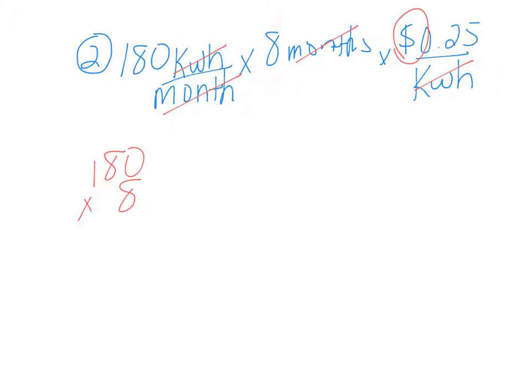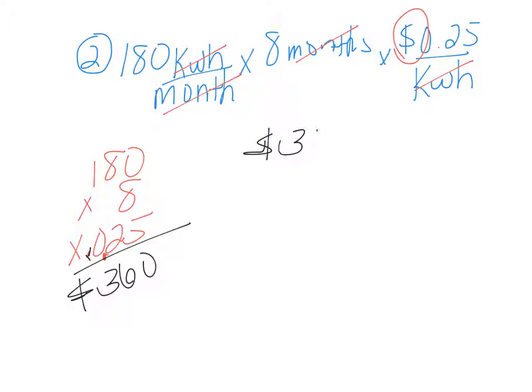So when you do all of this math by hand, 180, and you could do this on the side, times 8 times 0.25, I'm sorry, not this one. When you do all of that math, you're going to come out with 360. And so the first part of our answer is 360, but we're not done.